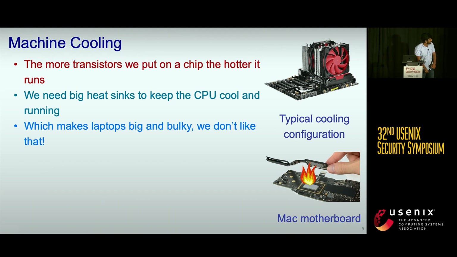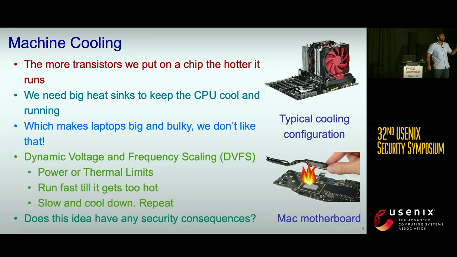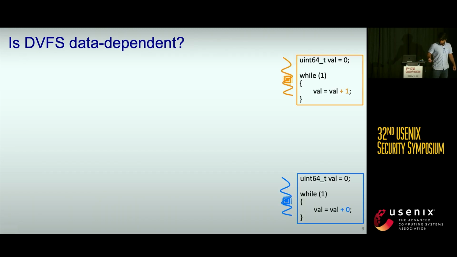So what do these CPUs do in order to prevent themselves from burning to the ground? They implement something called DVFS. DVFS allows these CPUs to adhere to certain power and thermal limits so that they don't burn themselves to the ground. Now, we have this really nice, cute, beautiful idea of DVFS, and I dedicated an entire slide to talking about it. So does this idea have any security consequences? In order to understand that, we perform an experiment where we run these two workloads.